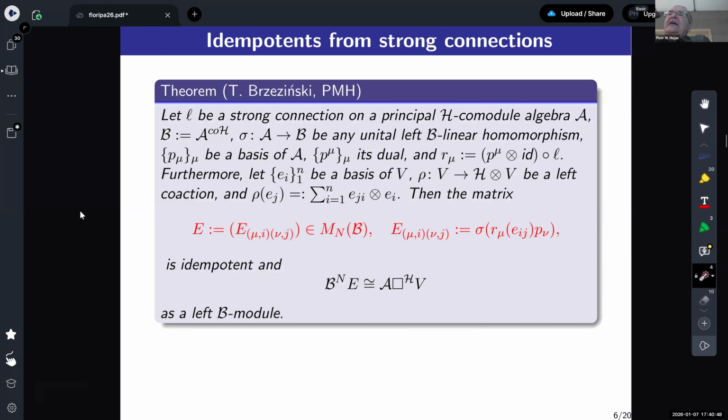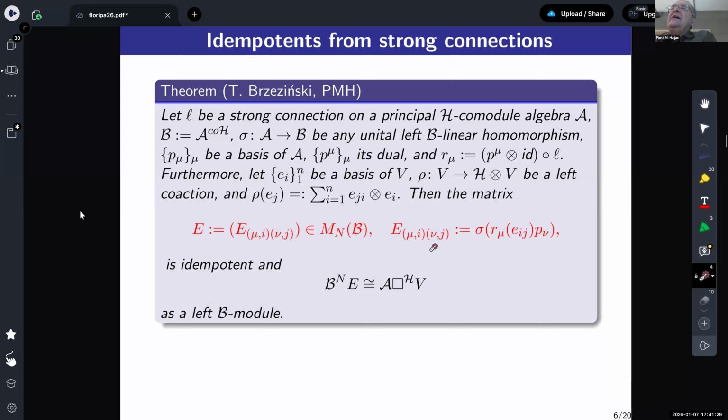Of course, I still have, as always, a basis of my vector space V, my representation vector space, because I need this matrix. And I know that I'm writing this definition over and over again, but it's good always to have it in front of the eyes. So I choose a basis, and then I take my coaction, and then I have this n by n matrix with elements in my Hopf algebra. All right. And now, within this paradigm, we claim that the matrix, which is defined as follows, is double indexed.